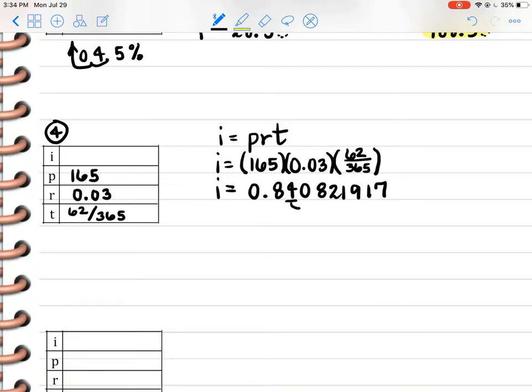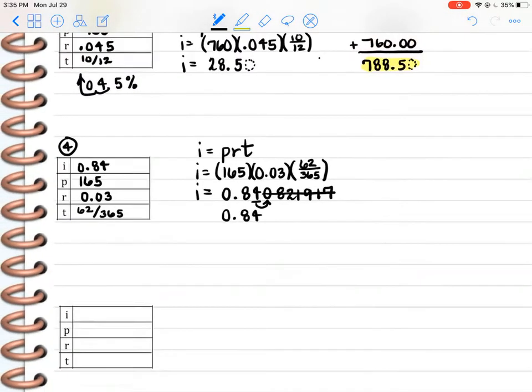So I'm going to say, okay, this is 0, so all of this is gone. This is about 84 cents. And you think, well, 84 cents interest? But we only borrowed 165 and we only did it for 62 days. You can see what happens when the time comes down, the interest comes down. So the faster you can pay back loans, the less interest you're going to pay.